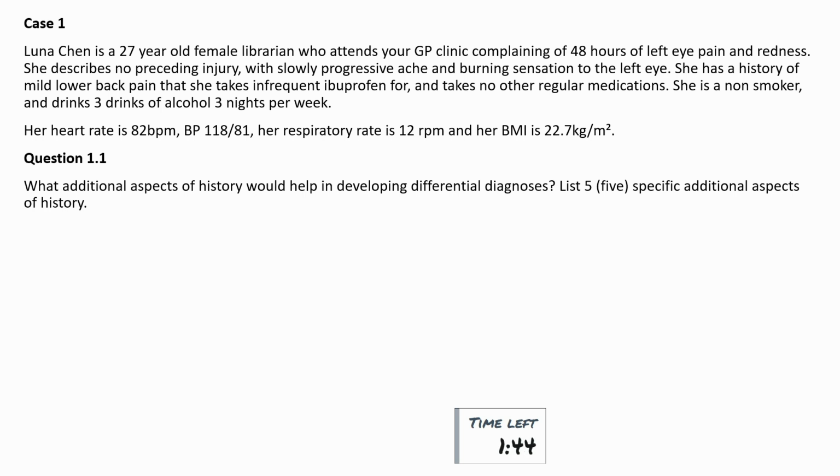Luna Chen is a 27-year-old female librarian who attends your GP clinic complaining of 48 hours of left eye pain and redness. She describes no preceding injury, with slowly progressive ache and burning sensation to the left eye. She has a history of mild lower back pain that she takes infrequent ibuprofen for and takes no other regular medications. She is a non-smoker and drinks 3 drinks of alcohol 3 nights per week. Her heart rate is 82 beats per minute, blood pressure 118 on 81, her respiratory rate is 12 and her BMI is 22.7. What additional aspects of history would help in developing differential diagnoses? List 5 specific additional aspects of history.